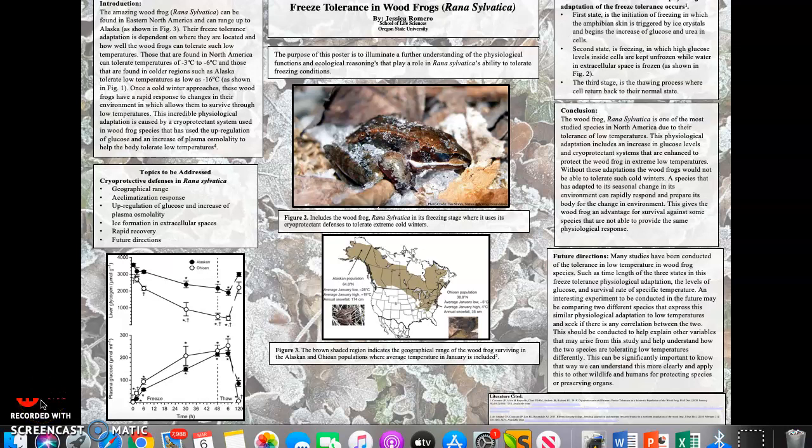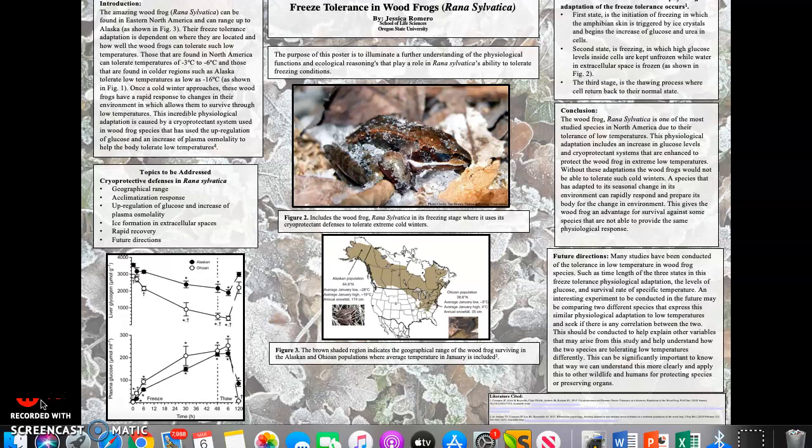I'll be presenting on freeze tolerance in wood frogs, in other words, Rana sylvatica. The amazing wood frog can be found from about Georgia and Ohio all the way up to Alaska and the Arctic Circle. Its freeze tolerance is dependent on where the frog is located.